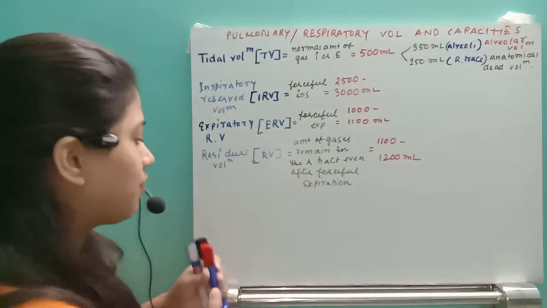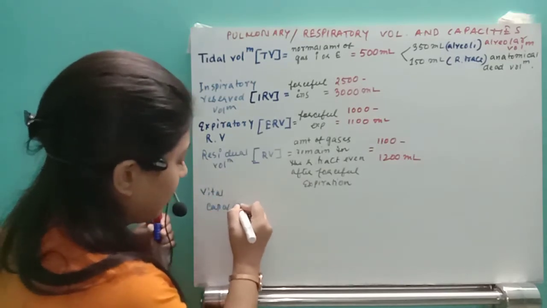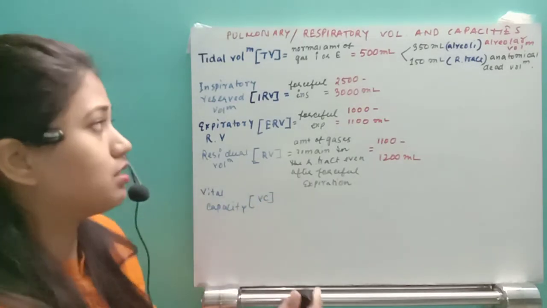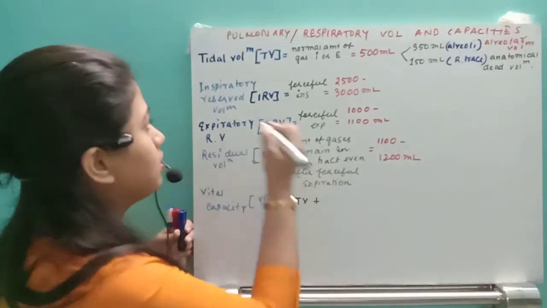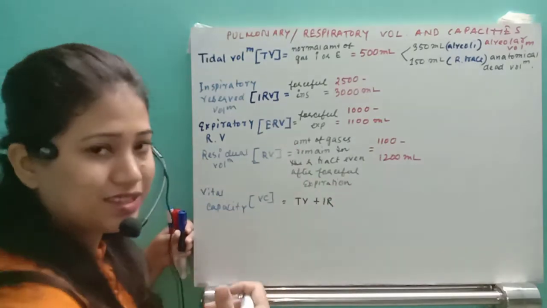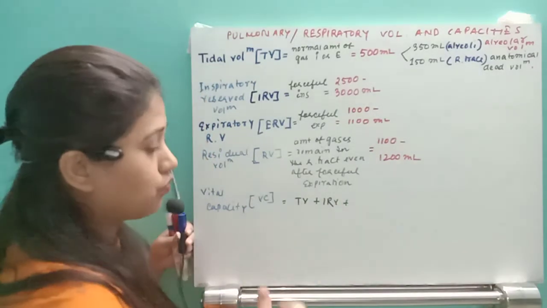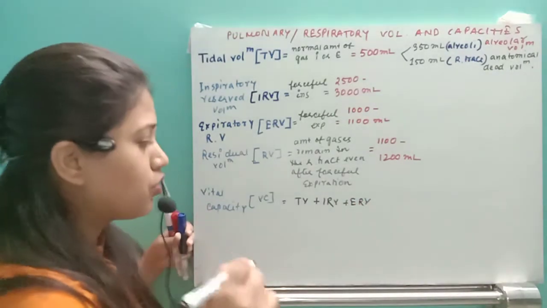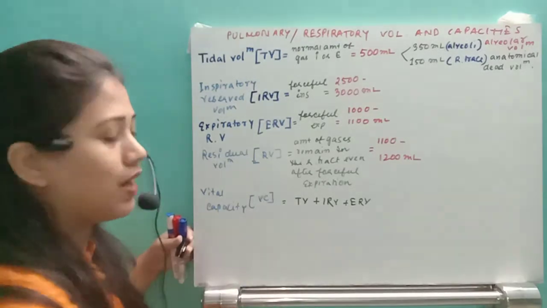Then after that we have the vital capacity, also known as VC. Vital capacity is the normal amount of gas we take, that is tidal volume. Then the forceful inspiration, whenever we take the gases forcefully, that is IRV. Then forceful expiration, whenever we remove the gases outside forcefully, that is ERV. So the subtotal of the TV, IRV and ERV is known as the vital capacity.